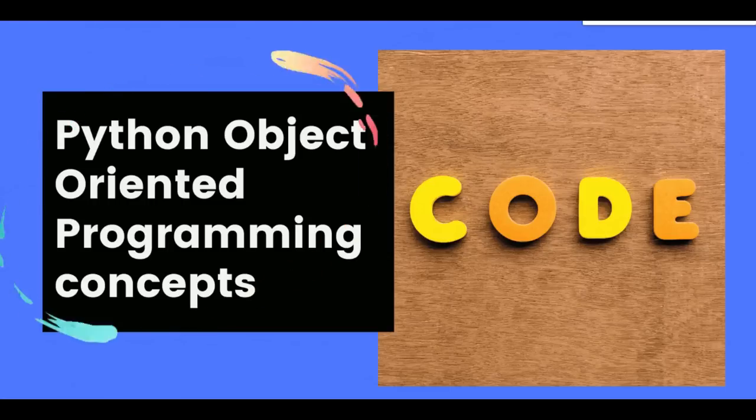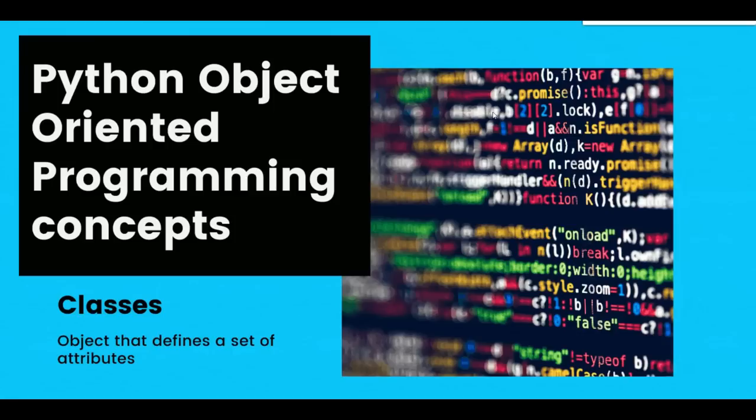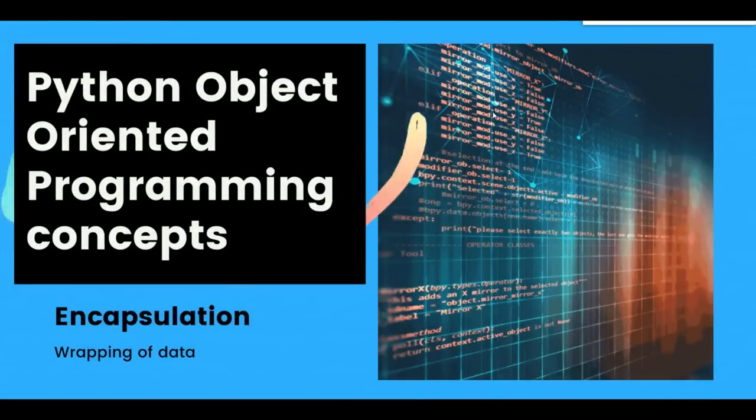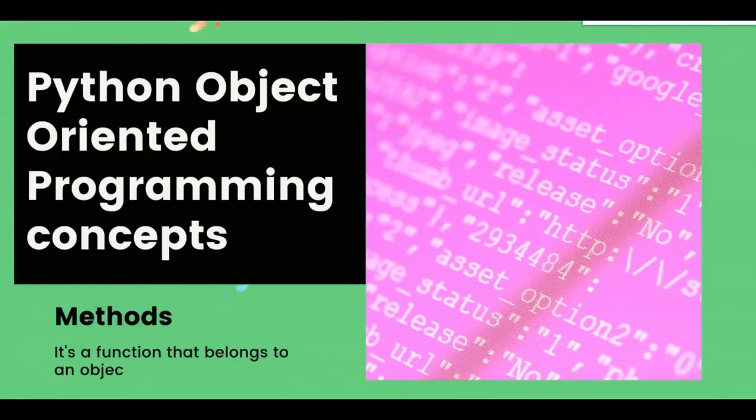In Python basics, I have already given a clear vision about object-oriented programming. Of course, in today's session also, I am going to describe the object-oriented programming concept, as well as explain some important OOP topics in Python. They are classes, polymorphism, encapsulation and methods. These four concepts I am going to explain in the upcoming sessions.